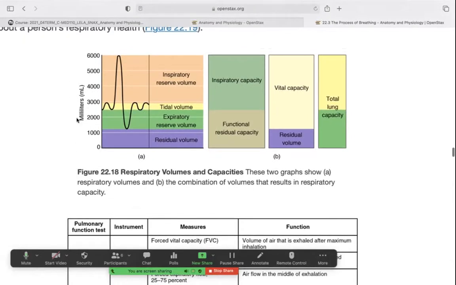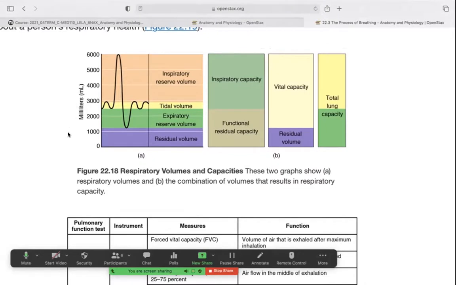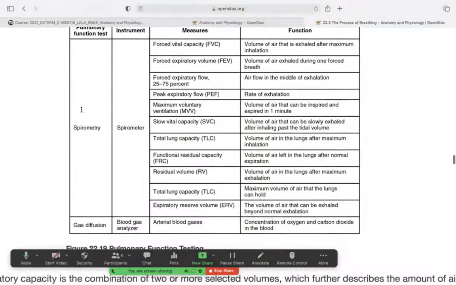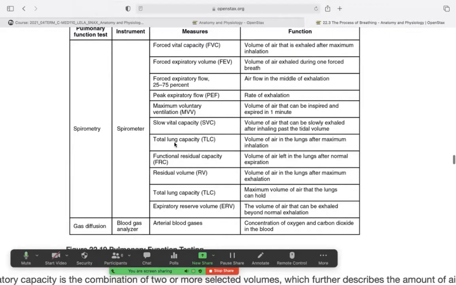And please note that sometimes I say cc instead of ml. The cubic centimeter, or 1 cc, is equal to 1 ml. So 1 cubic centimeter is equal to 1 milliliter. Okay, and everything that I just explained is here as well.